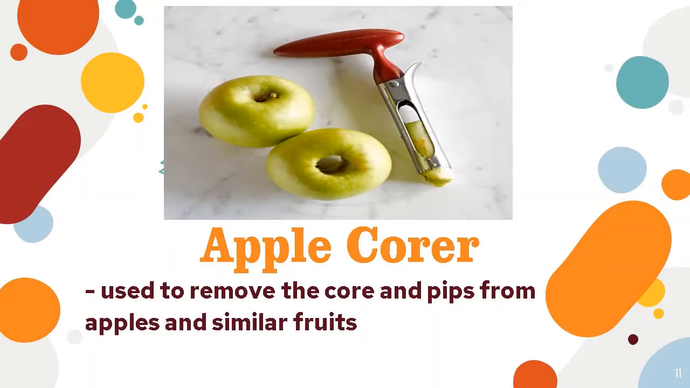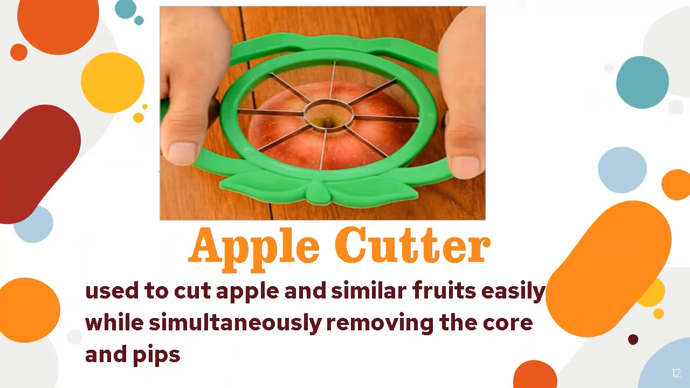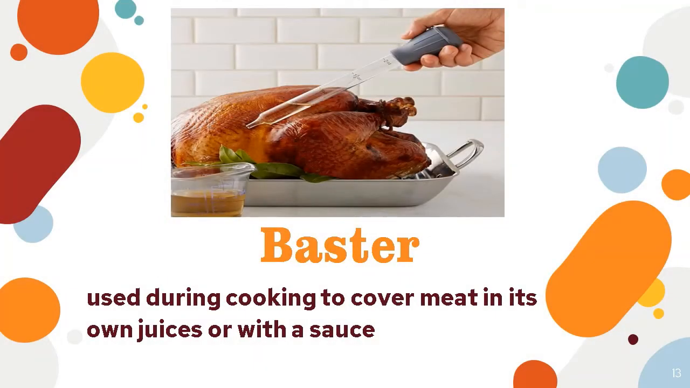Apple corer. It is used to remove the core and pips from apples and similar fruits. It is inserted and pressed at the center of the fruit to remove the seeds. Apple cutter. It is used to cut apple and similar fruits easily while simultaneously removing the core and the seeds. The baster is used during cooking to cover meat in its own juices or with a sauce.